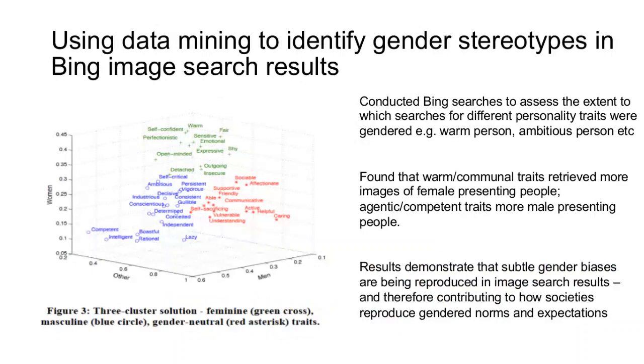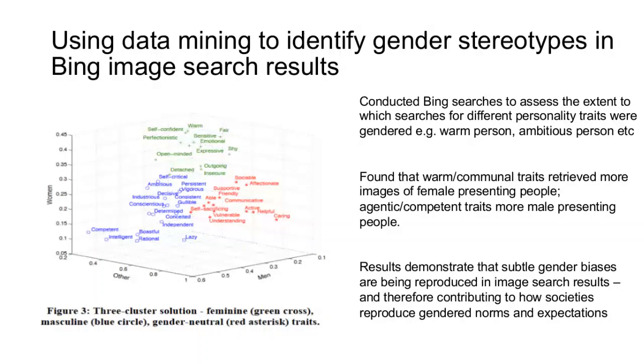We also dug a little bit deeper and were interested in looking at personality traits and how these were represented in image search results. So what we did here was search for a range of personality traits with the term person, for example warm person, ambitious person, conscientious person, and so on, and then see what the gender makeup was of those search results.